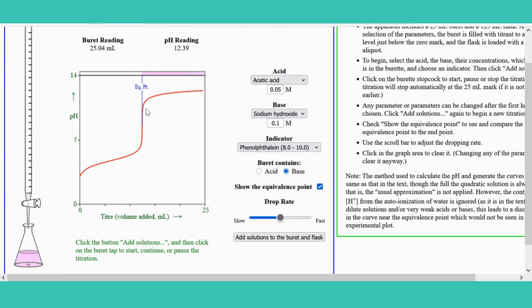These indicators change color as per pH. So the pH at which phenolphthalein changes its color coincides with the equivalence point, and phenolphthalein is a very suitable indicator for a weak acid and strong alkali titration.